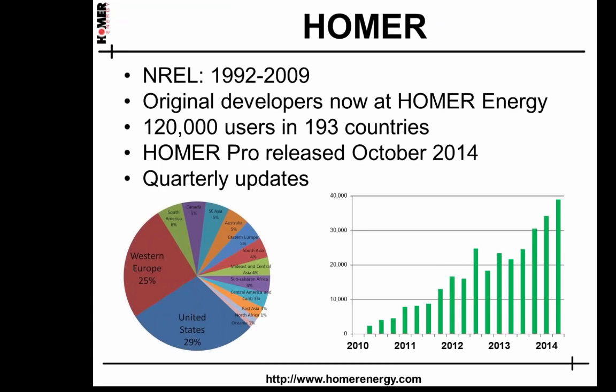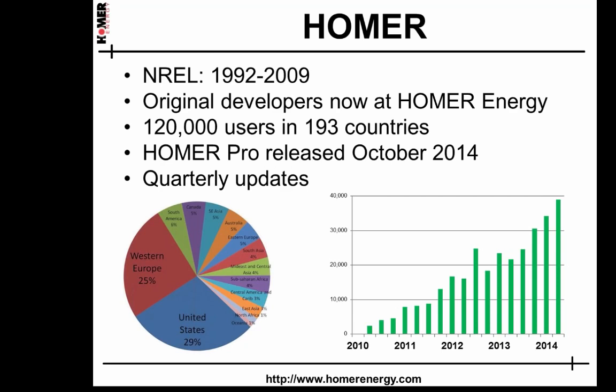In 2009, we spun off HOMER Energy as a separate private company. Original developers, including myself, formed it, and we're up to 12 people now. More importantly, we have 120,000 users in 193 countries. So the pie chart in the lower left gives a sense of the geographic spread, which is really quite global. And in fact, a lot of the US and Western European users are actually looking at projects in the developing world.